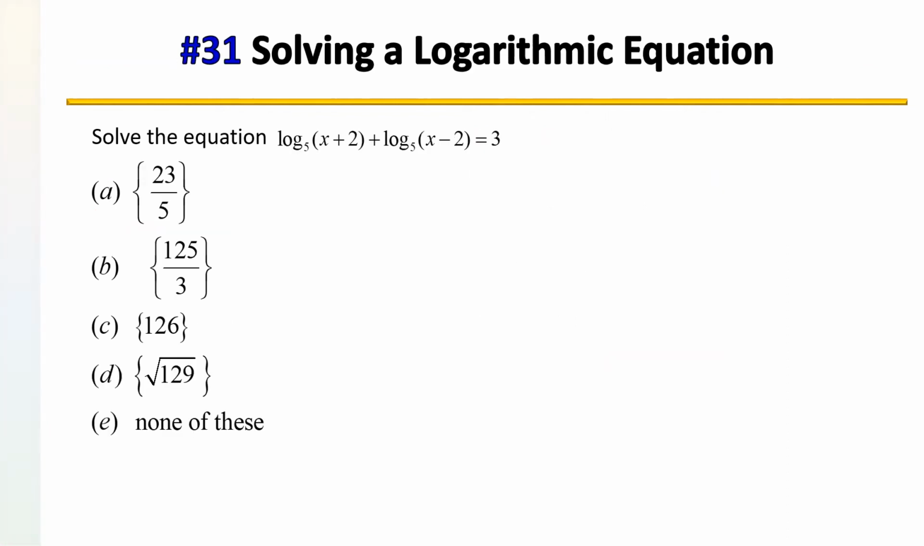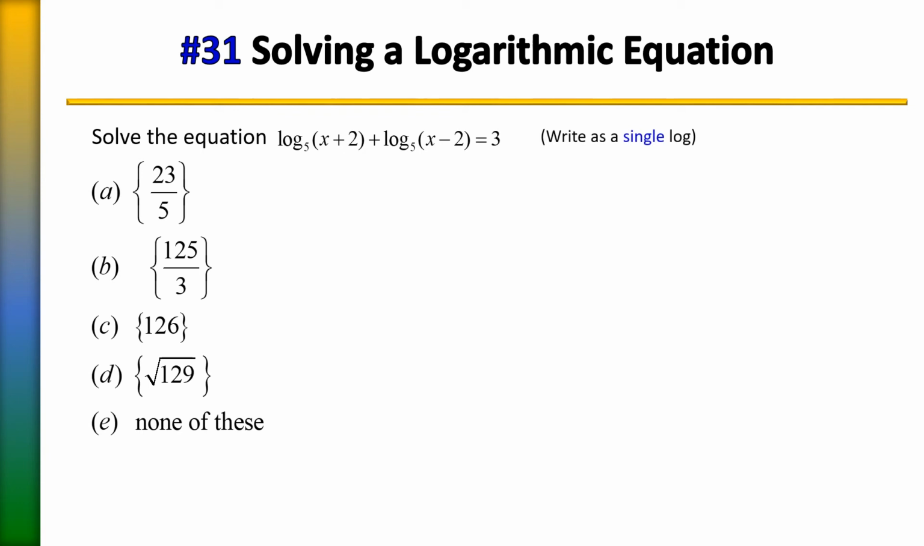In this example, we're going to solve another logarithmic equation. Log base 5 of x plus 2 plus log base 5 of x minus 2 is equal to 3. The first thing I want to do is rewrite the left side as one single log. We have 2 of the same log, log base 5, so we can use the product rule to rewrite that expression.